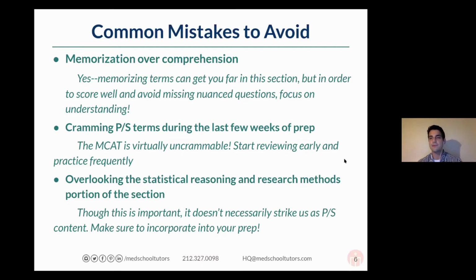And finally, this kind of goes back to the last must-know topic. A big common mistake is to overlook the statistical reasoning and research methods portion of this section, right? I think a lot of that is because it doesn't really strike us as psych-soc content, but it is very much overrepresented on the psych-soc section. And so you want to be very comfortable dealing with these types of things. When I say statistical reasoning and research methods, I mean understanding what a p-value actually means. What does a significant result actually mean? What does a non-significant result actually mean? How can we use those p-values to arrive at conclusions based on the data that we've been generating or that we're analyzing, right? Those things are absolutely important, and that's just the basics, but you want to make a point to not neglect that in your psych-soc prep.